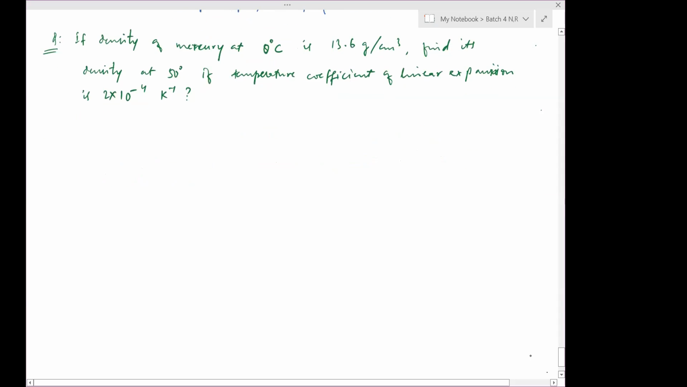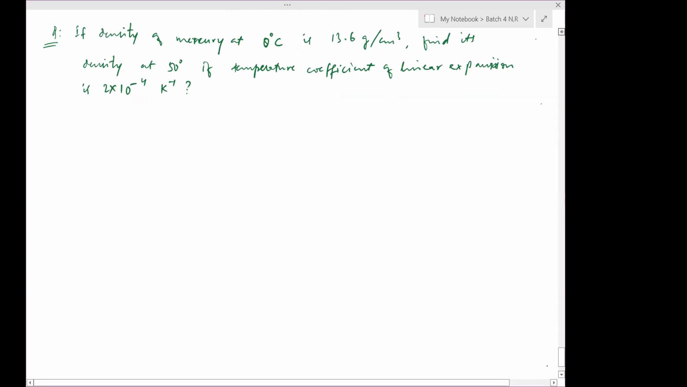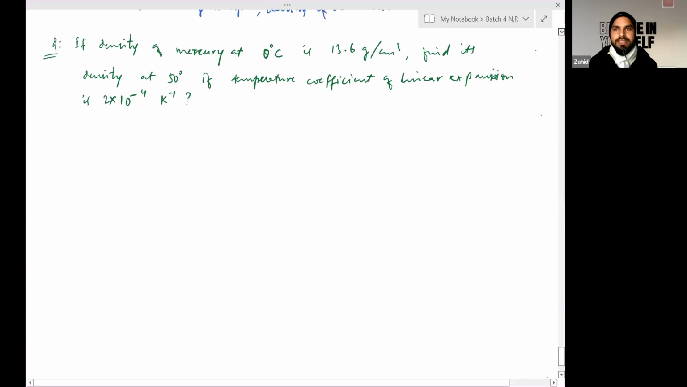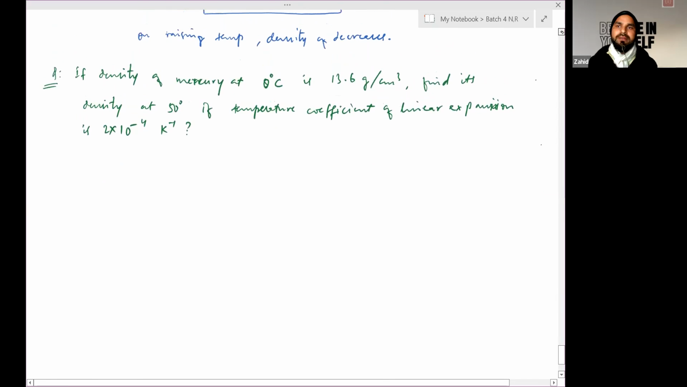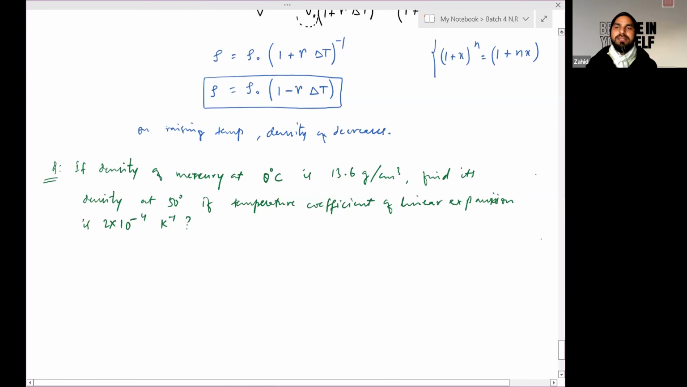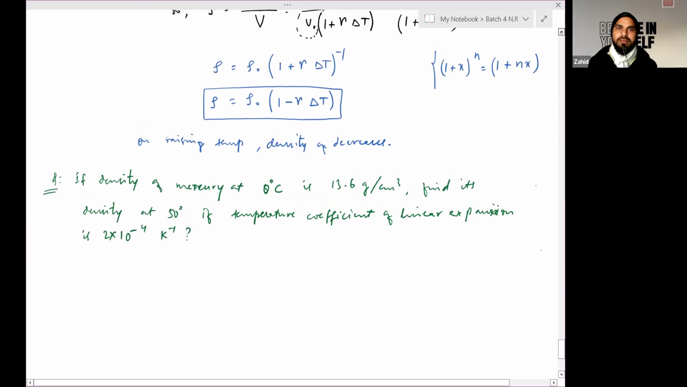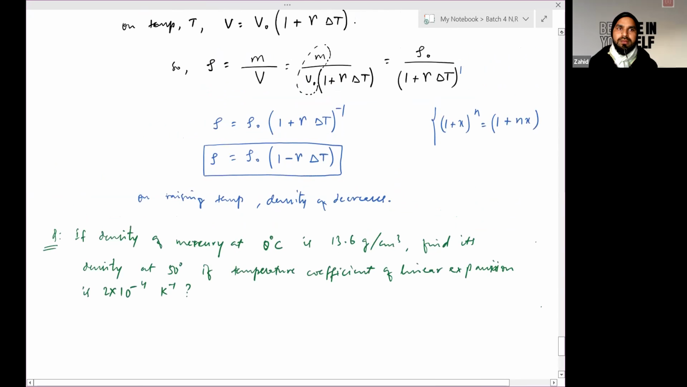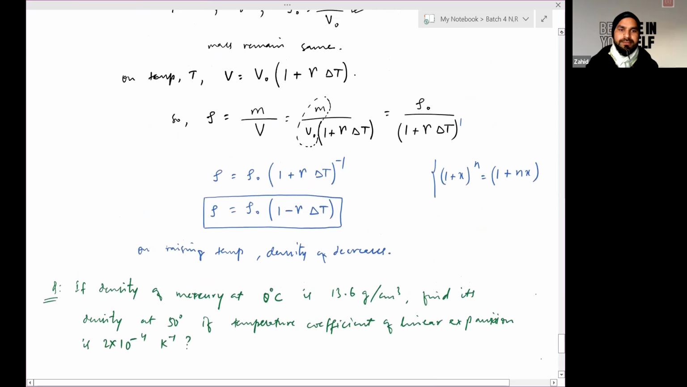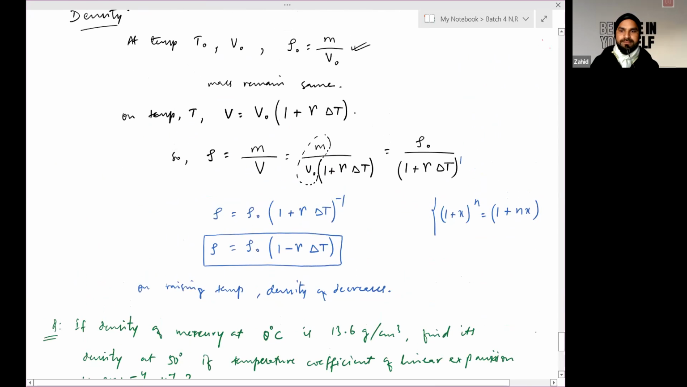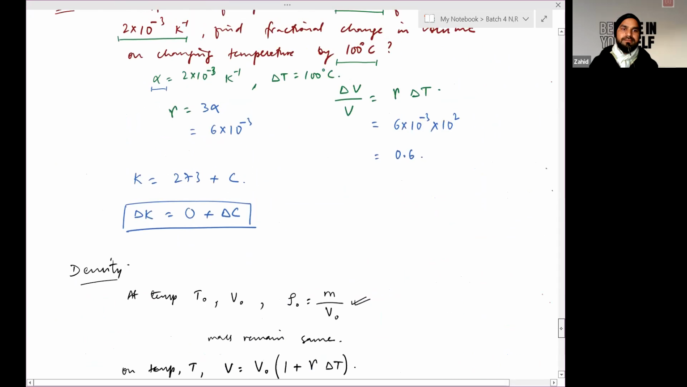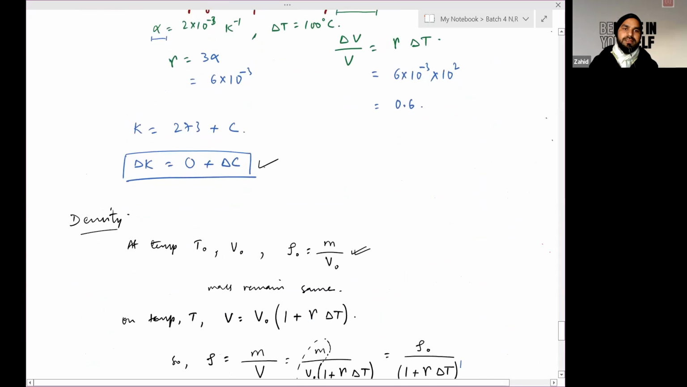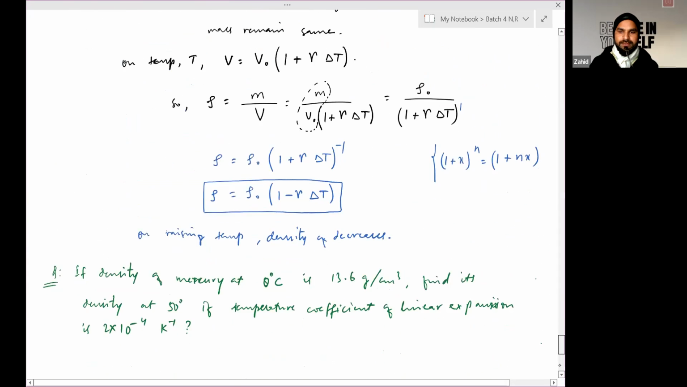The temperature can be in Celsius, right? No need to change it to Kelvin. I defined in last class that difference in temperature in Kelvin as well as Celsius will remain the same. So you don't need to convert it. Just see that change in Kelvin equals change in Celsius. Okay.